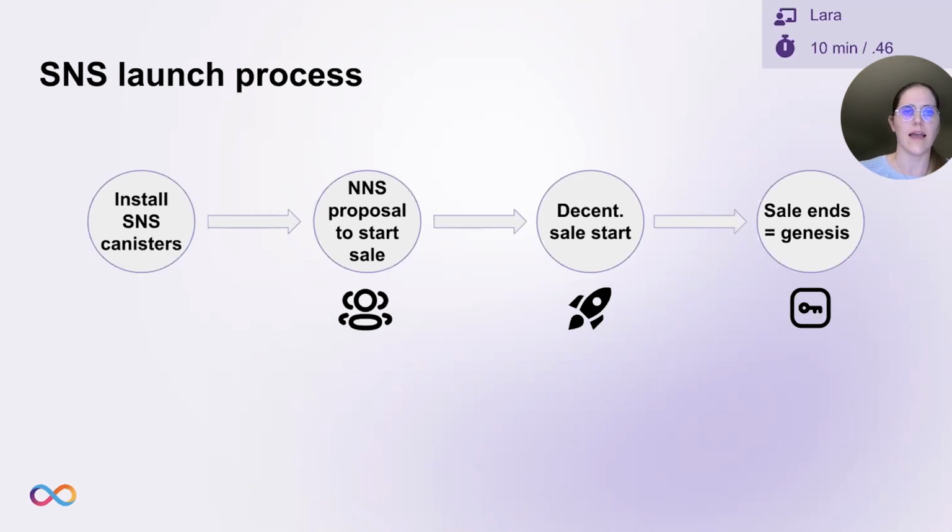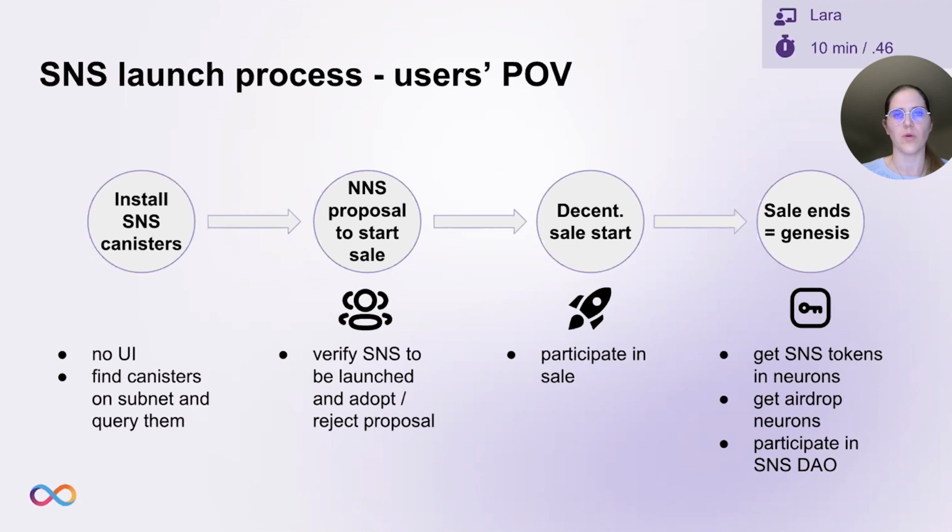Now on the next slide, I want to focus a little bit on what this means for you, or what that means for all of us as users. Like, what are we supposed to do in each of those steps, or what is expected from us? So in the very first step, when the SNS canisters are installed, there's no UI per se for that, but you can already find the canisters on chain and you can interact with them if you want to. Then in the next step, once the NNS proposal is sent, the NNS neurons are supposed to look at the SNS.